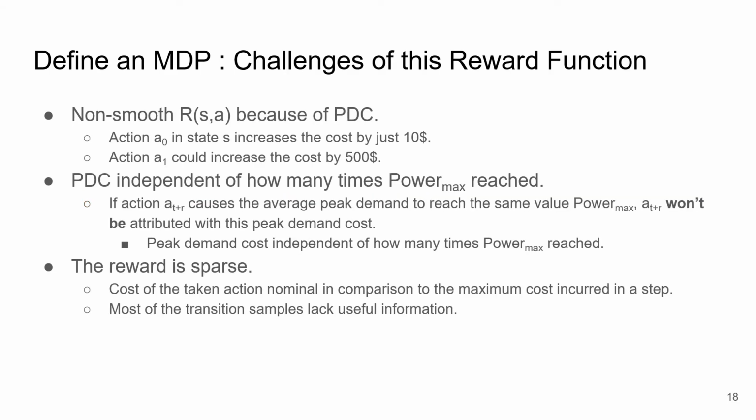There are some challenges inherent in learning a policy in an environment like ours. First, the reward function is non-smooth because an action can suddenly create a spike in the cost. Second, two actions that correspond to the same peak demand value do not have equal effect in the cost. And the third is that the reward is very sparse and most time steps have a negligible cost in comparison to the maximum cost in any step of the episode.